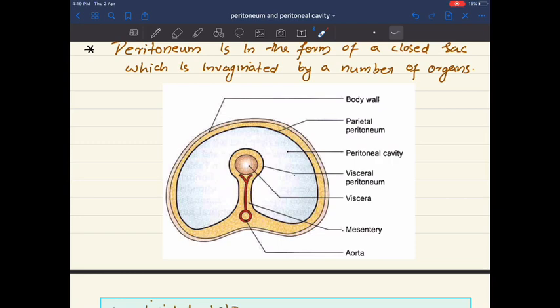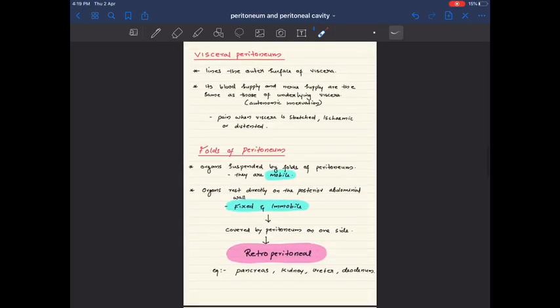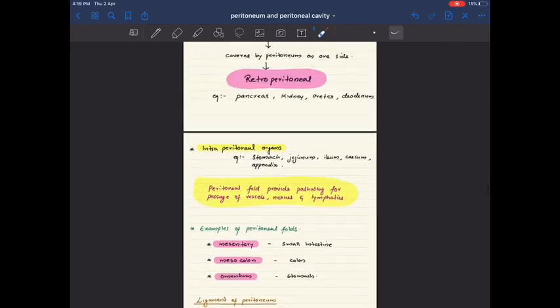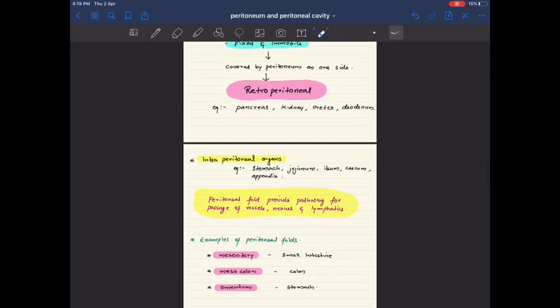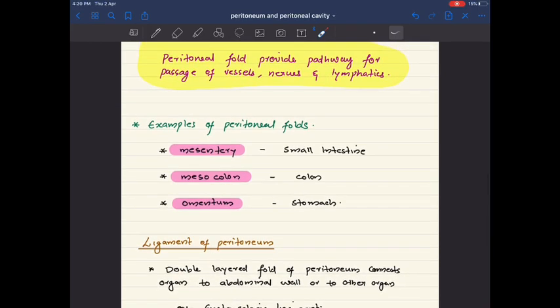Okay, so what this peritoneum is doing is, anyway peritoneum is connected with these organs. Okay, this is peritoneum. So these blood vessels pass through this peritoneum. So without much of complications, these organs will receive its blood supply, nerve supply, and lymphatics too. Okay, so we are discussing peritoneal fold.